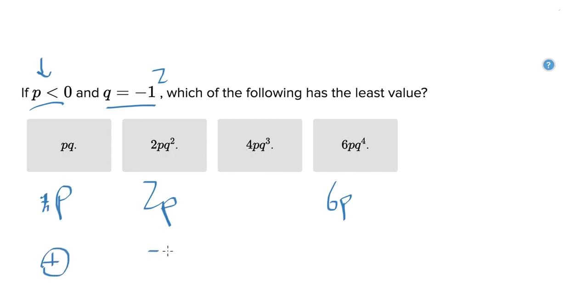Eventually you're going to end up with, I'm going to represent it like this, where this will evaluate to a negative number, the second answer choice, the first to a positive number, the third to a positive number, and the last to a negative number. So since we want the least value, we're going to have to focus on these negative numbers. So I'm going to cross out A and C.